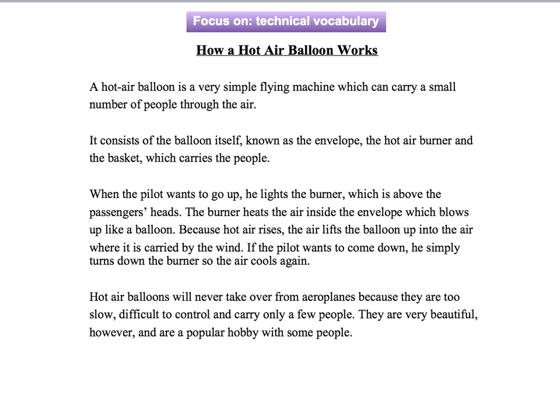Another feature is technical vocabulary, or words that are specifically to do with the topic that's being explained. They might include numbers, statistics, or refer to charts. The second paragraph in this text contains our technical vocabulary because it's describing the parts of the hot air balloon. Let me show you. We've got the envelope, referring to the balloon, the hot air burner, and the basket. These words are specifically to do with our explanation of a hot air balloon.